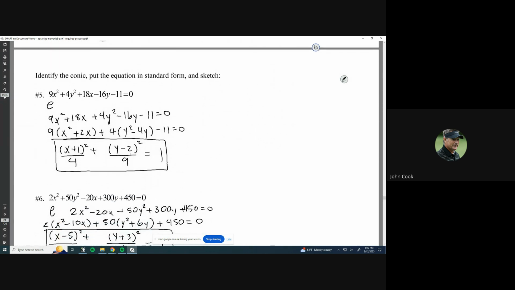To draw an ellipse, again, just find the center. The opposite of the number with the x is going to be -1. The opposite of the number with the y is going to be 2. So if you graph that point out, here's how it looks: (-1, 2) right there. And here's what's interesting about an ellipse. I really like this actually.